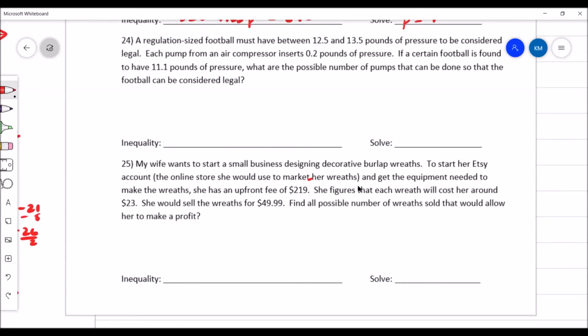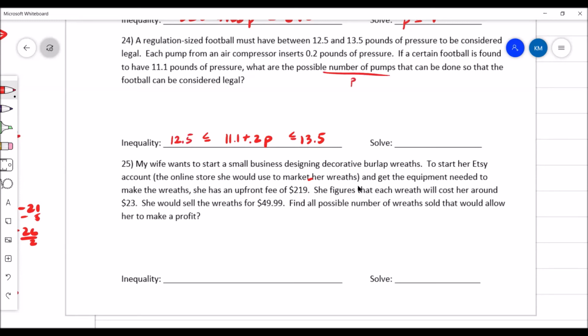So here we go. We need to set up our boundaries. Between legal is 12.5 and 13.5. This is how our ball is legal. Okay, so our ball needs to be greater than or equal to 12.5 and less than or equal to 13.5. Now they tell us that the ball that we have is 11.1 right now, and that each pump from the compressor gives us 0.2. Let's say P. Okay, and so what possible number of pumps? So P stands for the number of pumps.